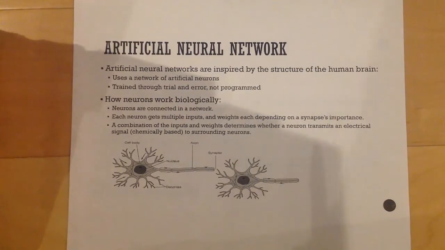Again, my training's not in biology, so I apologize. But I'll try to do a high-level version of it. So neurons are connected in a network. Each neuron gets multiple inputs and weights, each depending on the synapse's importance. All right, so there's lots of inputs into a neuron.